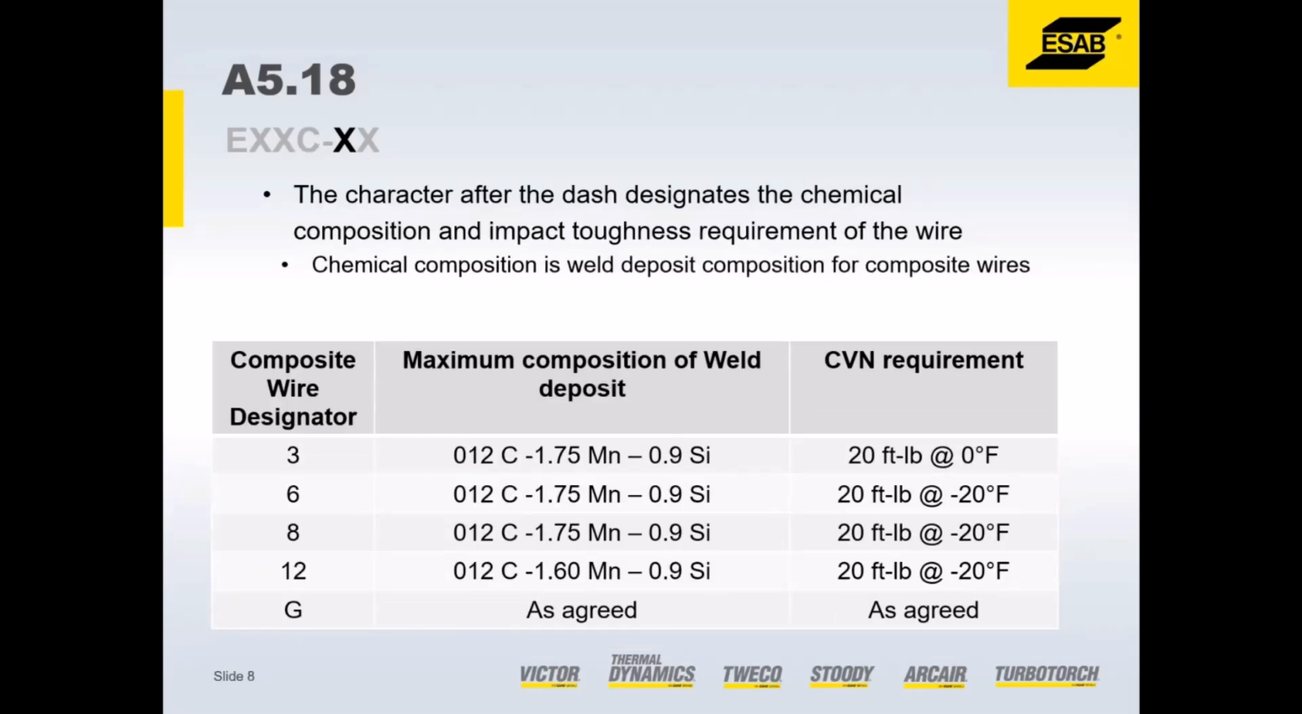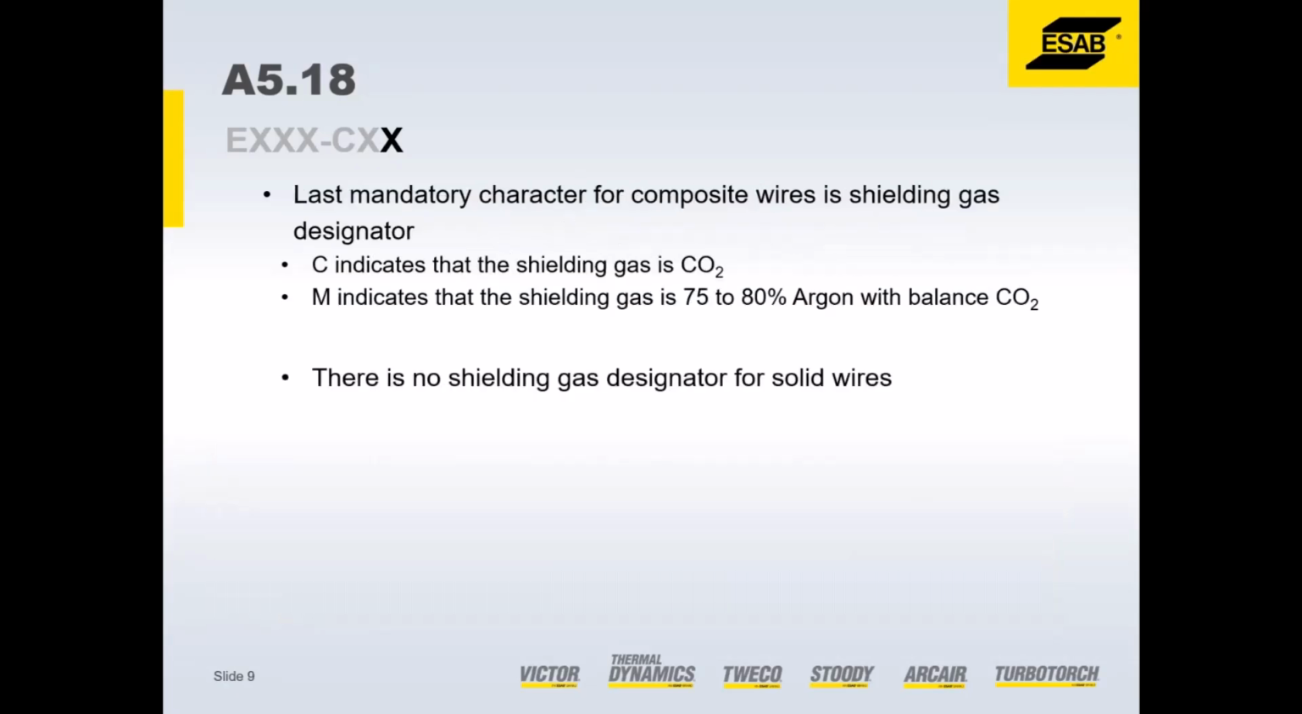With the cored wire, that next designator is also going to be the nominal chemistry requirements of that, as you can see here. And the last designator for the cored wire is going to be a C or an M. C being that the wire is intended for use with 100% CO2. Or an M that it was tested with mixed gas, so 75/25, 75% argon, 25% CO2.